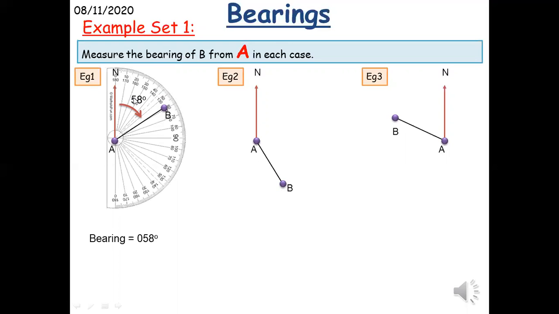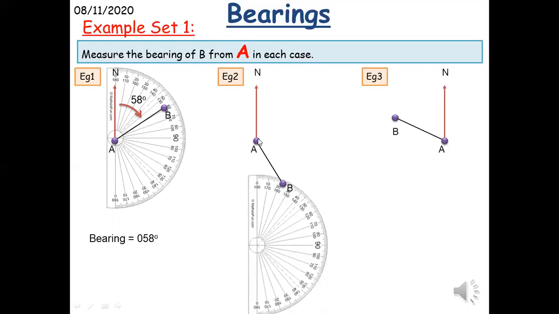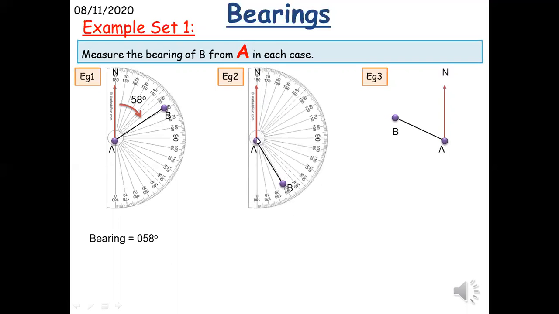Okay, let's see the next example. From A, where is A? So I'm going to take the protractor and stop in the middle on A, with the straight line on north. I'm going to measure the angle, so it's going to stop at 150. So the angle is 150, so the bearing is 150.